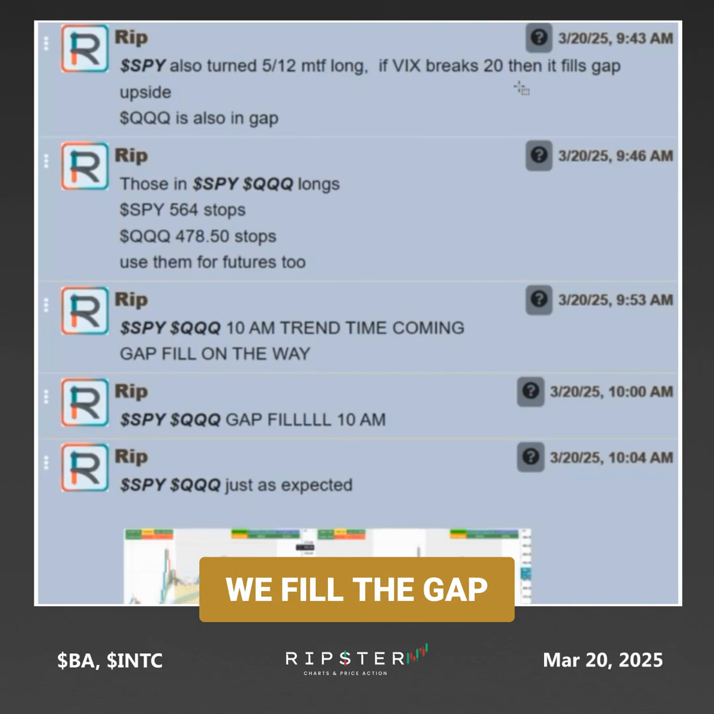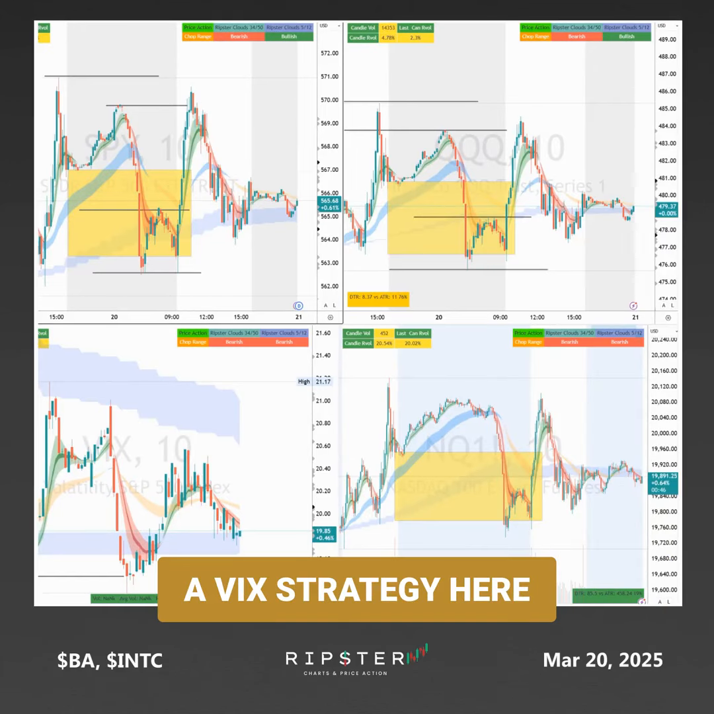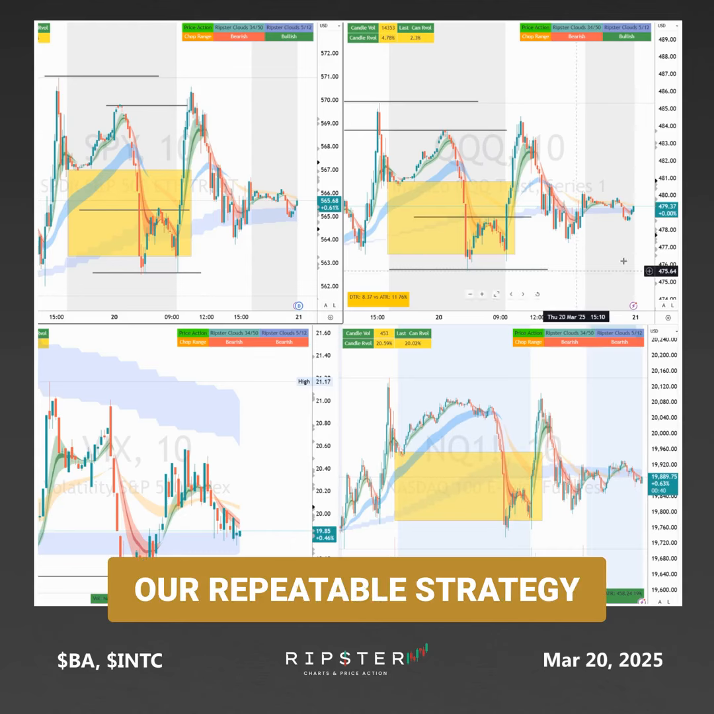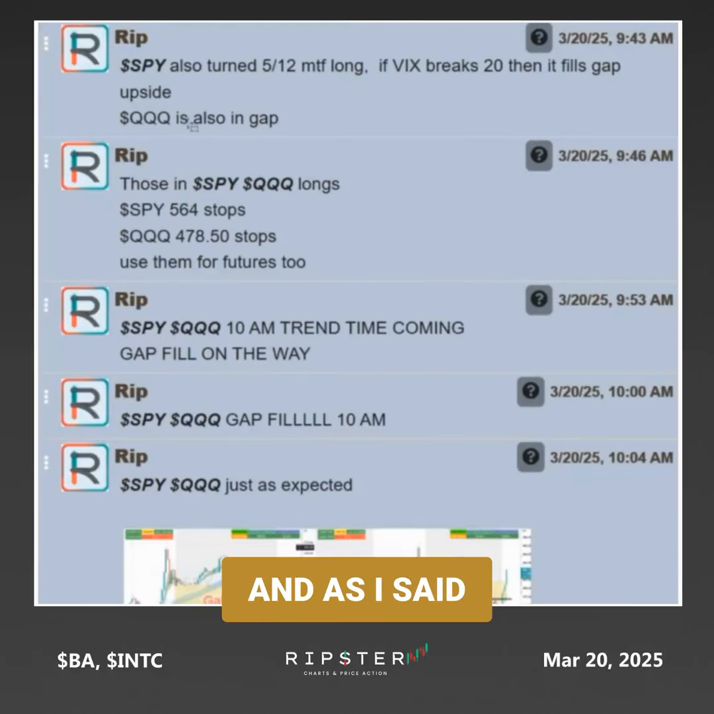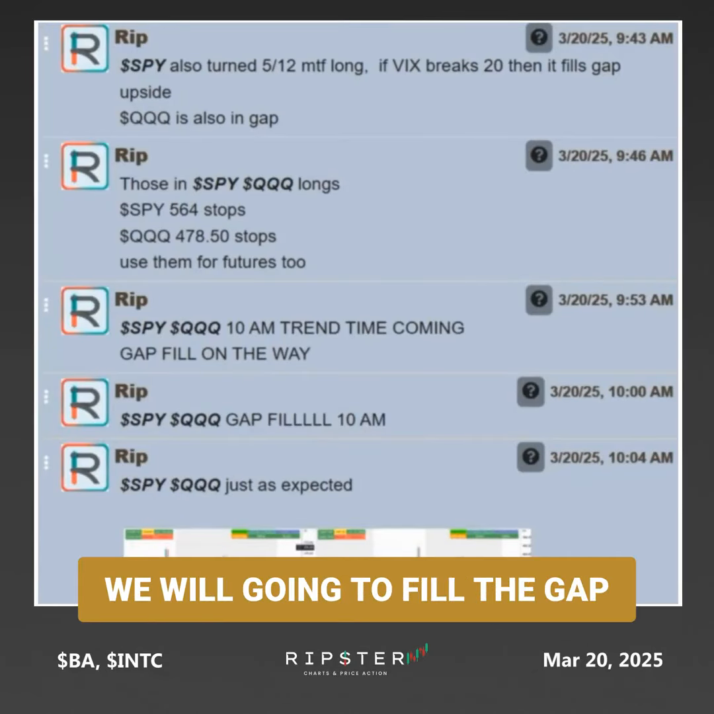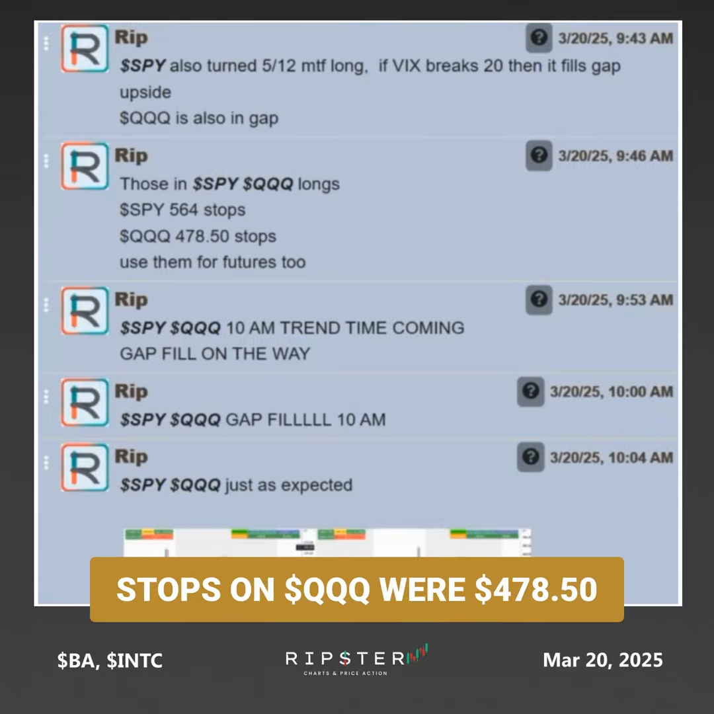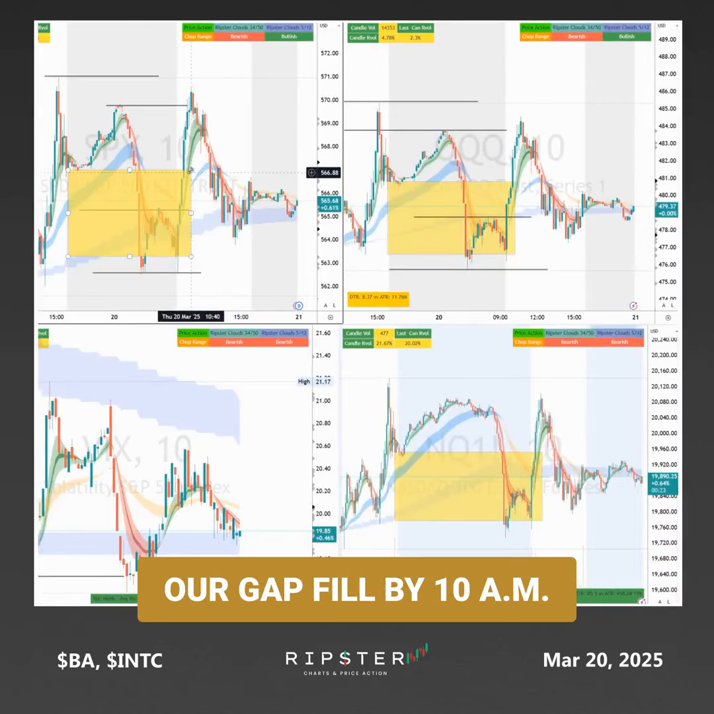VIX breaks 20, we fill the gap. We are also using a VIX strategy here because VIX is elevated. Whenever VIX is elevated, it helps us to trade a repeatable strategy. That's when I gave everybody long on SPY, and as I said, if we break towards 20, we were going to fill the gap, and QQQ is also in the gap. The stops on SPY were 564, stops on QQQ were 478.50, and then we were targeting our gap fill by 10 a.m. and we did get our gap fill by 10 a.m.